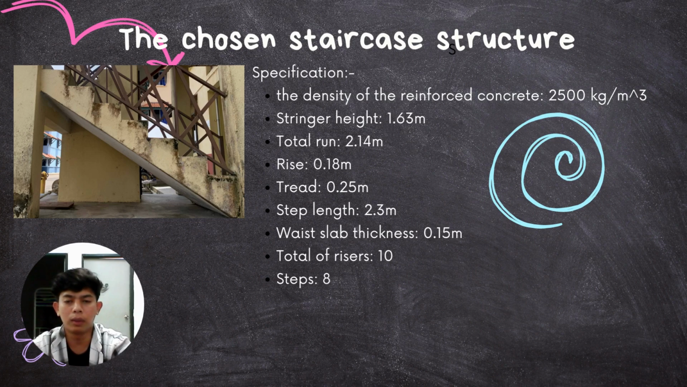For the purpose of reference, the density of the reinforced concrete was assumed to be 2,500 kg per cubic meter, although it typically ranges from 2,500 to 2,600 kg per cubic meter. The specific attributes of this staircase include a stringer height of 1.63 meter, a total run of 2.14 meter, a rise of 0.18 meter, a tread of 0.25 meter, a step length of 2.3 meter, a waist slab thickness of 0.15 meter, and a total of 10 risers and 8 steps.